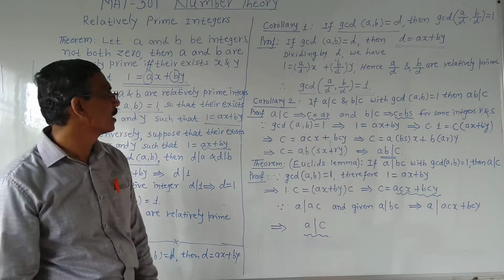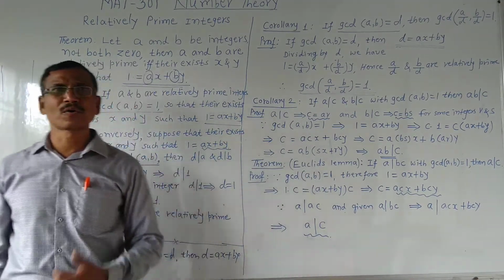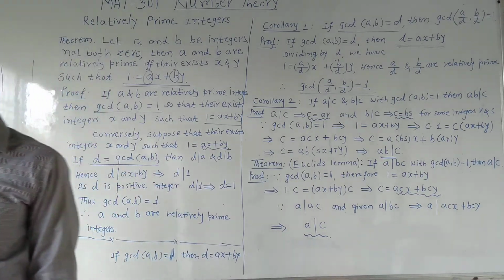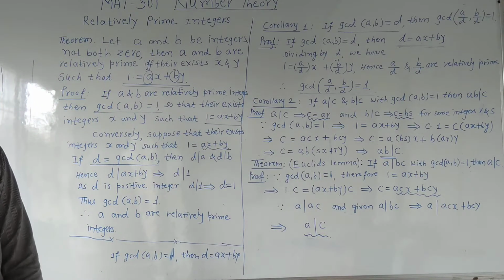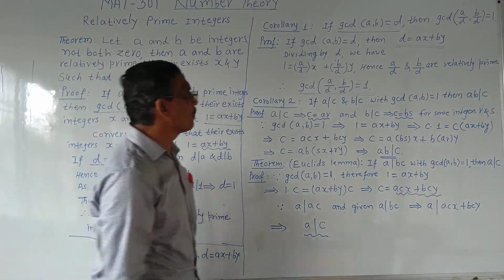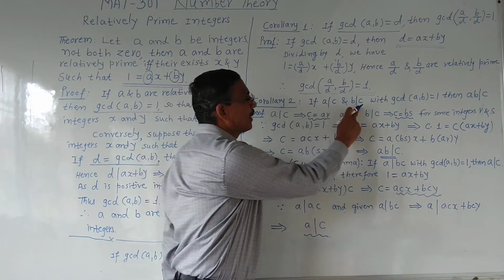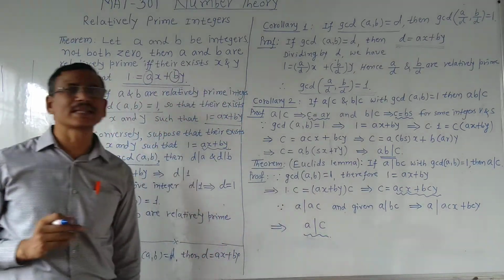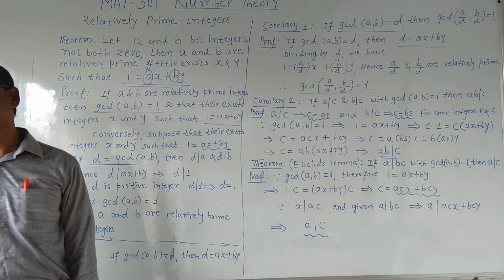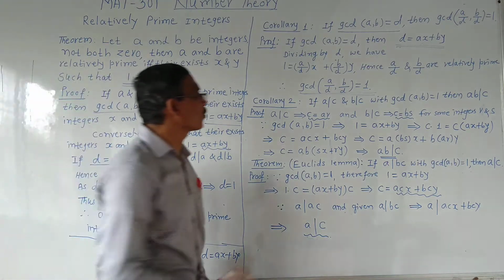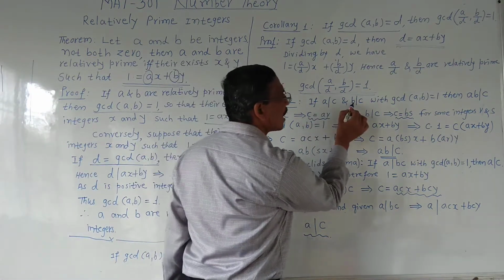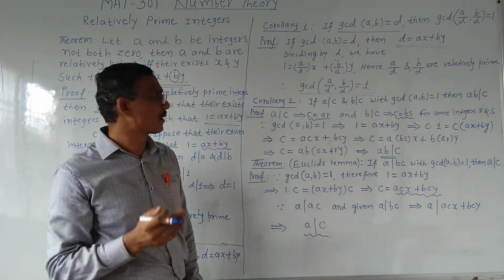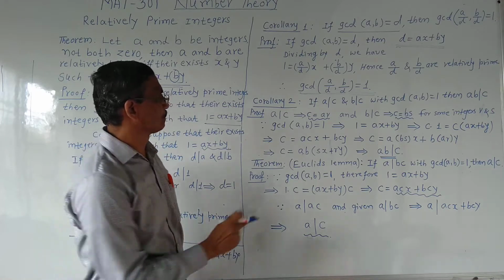The proof is simple, you only have to apply this theorem and the definition of relatively prime integers. Now the second corollary is that if a divides c and b divides c and the greatest common divisor of a and b is equal to 1, that means a and b are relatively prime integers, then we have to prove that a into b also divides the same integer c. Remember this corollary, we require it in some proofs.